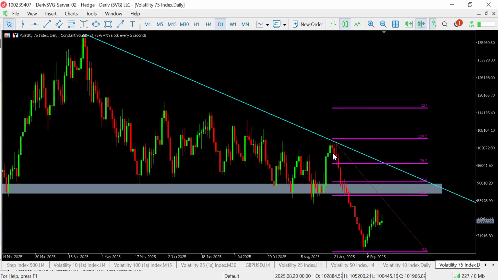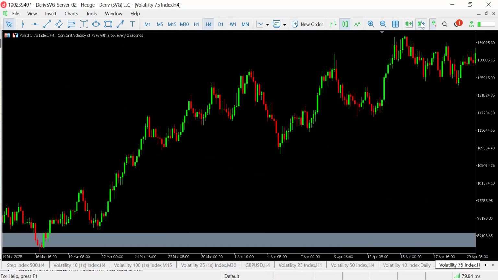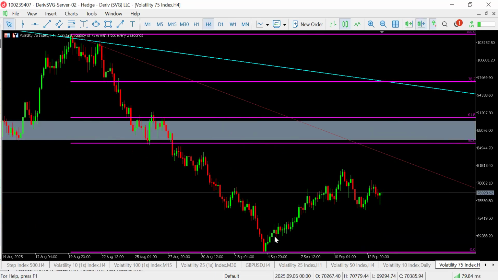Remember, in trading, it is always best to sell high and buy low. So for those that want to sell this particular asset, it's better to wait for the price to rise as high as coming to touch the trend line or coming within the zone. So even if we were to go to the H4 time frame, we can see that the market is making higher highs and higher lows. In other words, the market is retracing upwards.